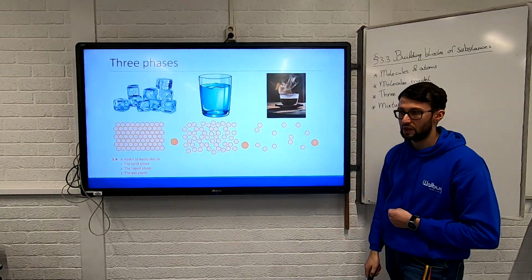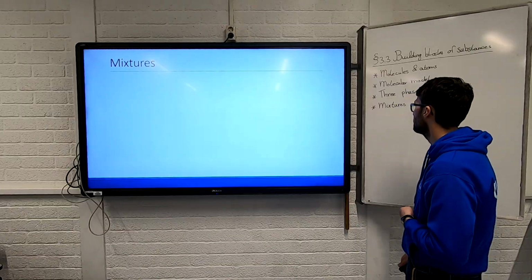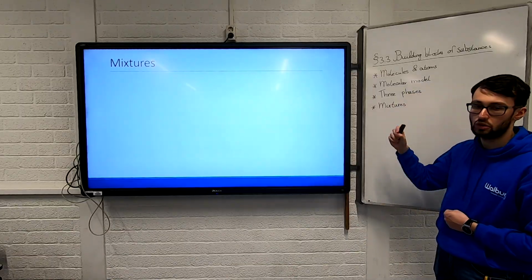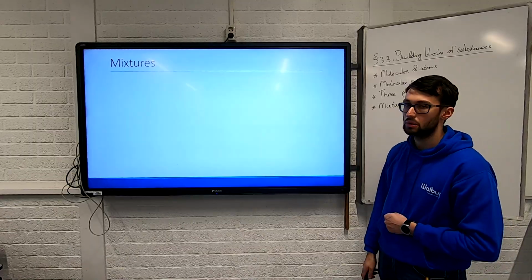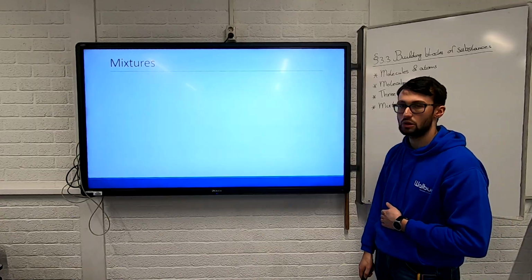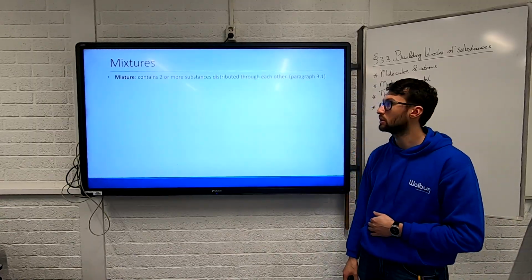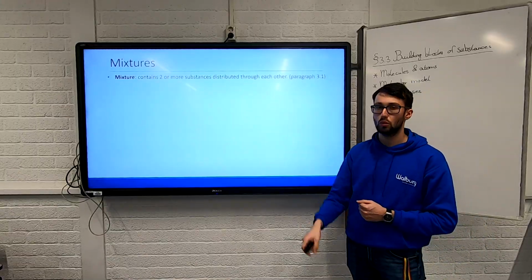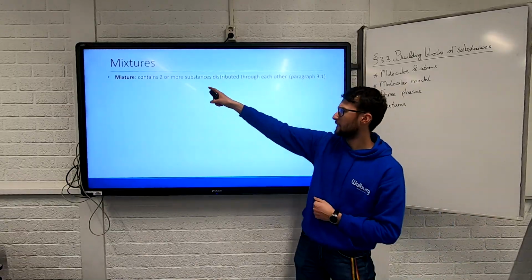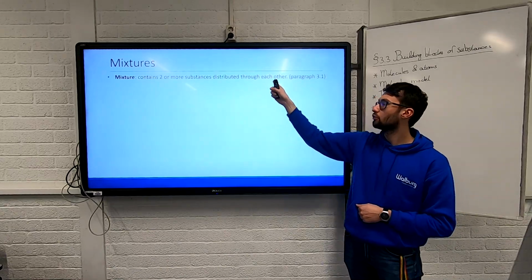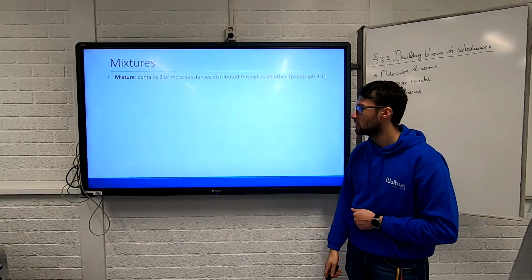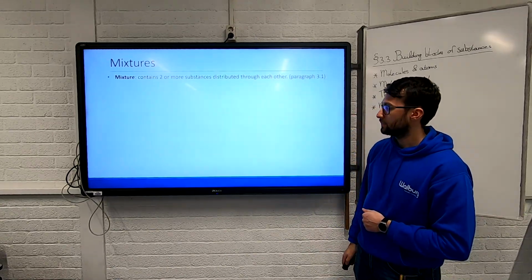Well, those were the three phases, and then, as I said, a very, very small topic of mixtures, and I won't talk that much about it because it's very, very easy, and we already talked a little bit about it in paragraph 1. Well, a mixture contains two or more substances, specifically pure substances, and they're distributed through each other. Well, what does that look like?